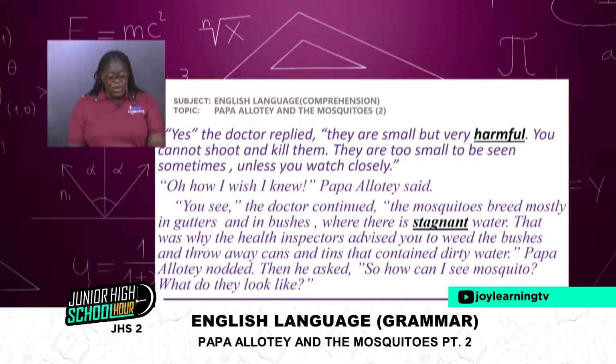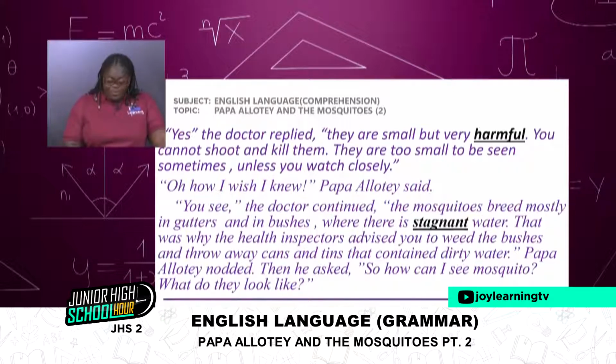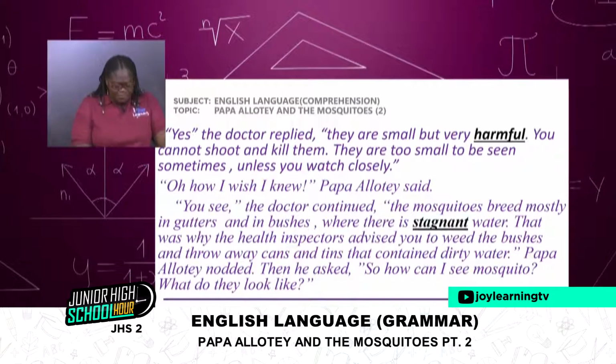Oh, how I wish I knew, Allotey said. You see, the doctor continued, the mosquitoes breed mostly in gutters and in bushes where there is stagnant water. I think I gave you that word too, stagnant. So take note and give me a very correct word that can replace stagnant. That was why the health inspectors advised you to weed the bushes and throw away cans and tins that contained dirty water. Allotey nodded. Then he asked, so how can I see mosquito? What do they look like?